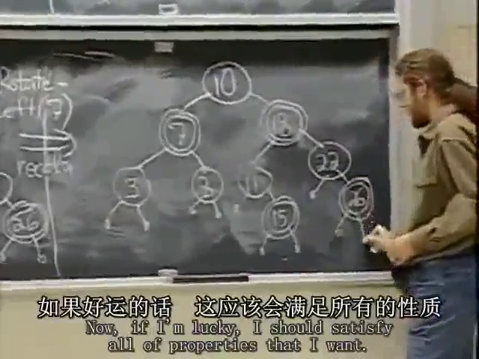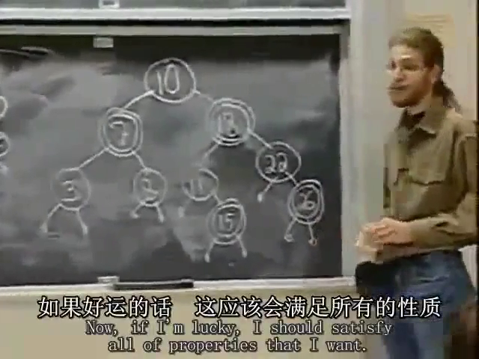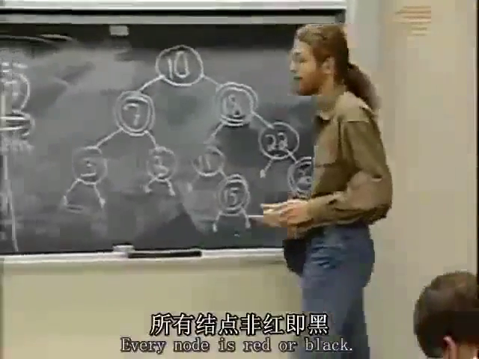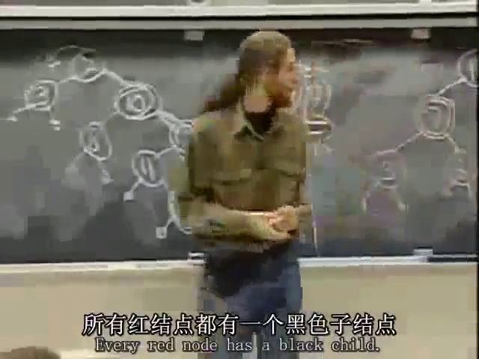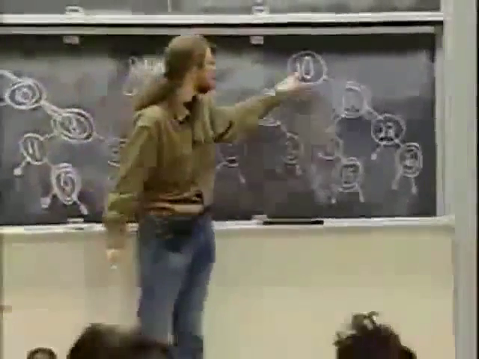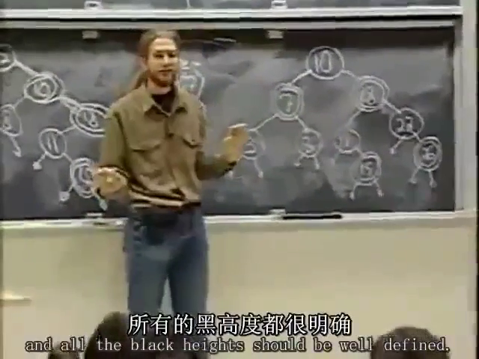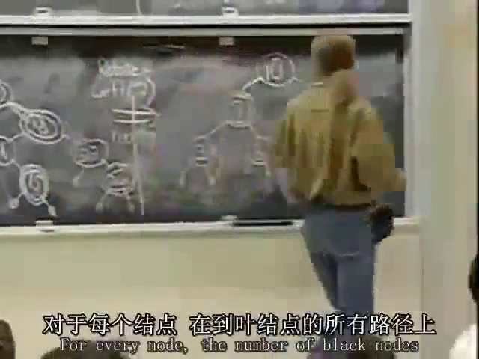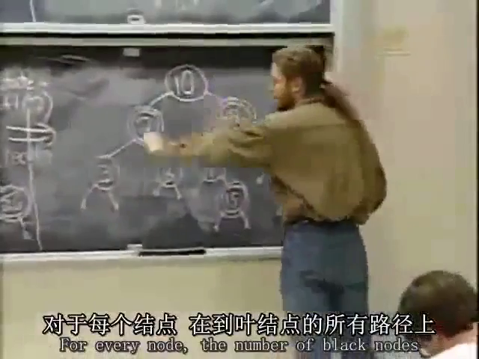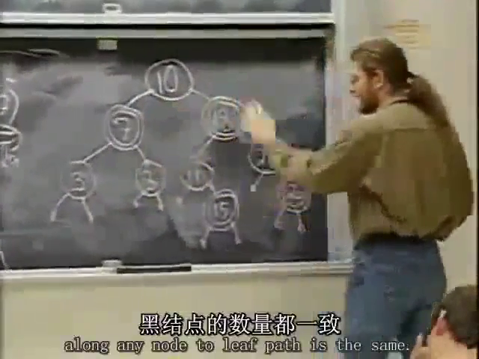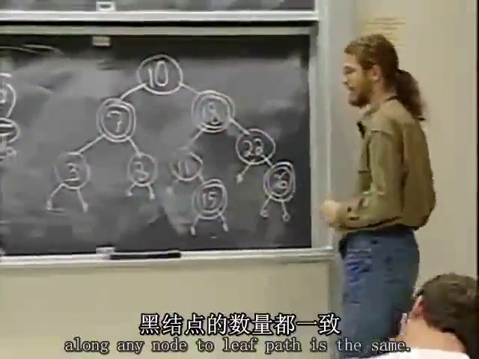Okay, now, if I'm lucky, I should satisfy all the properties that I want. Every node is red or black. Every red node has a black child. This is the last place we changed. Red nodes have black children. And all the black heights should be well defined. For every node, the number of black nodes along any node-to-leaf path is the same.